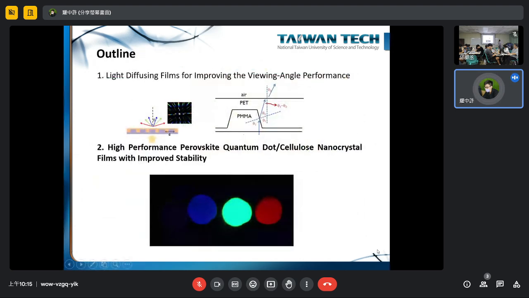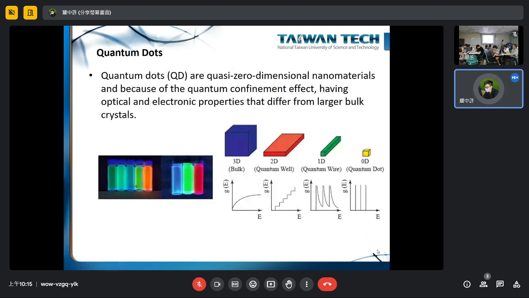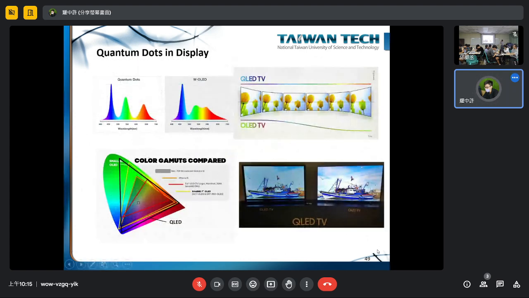And for the second part, we try to incorporate some quantum dot to do light conversion. And the quantum dot here, I will skip this part, can be used to absorb the short wavelength light and then convert it into long wavelength light. So you still have a white light as a total, but now you can see the blue, green, and red are very pure.